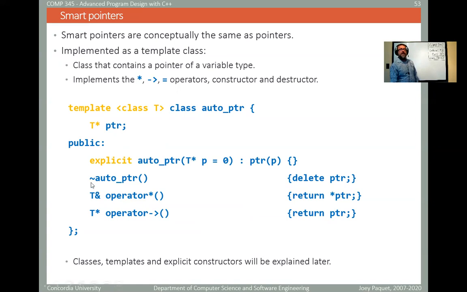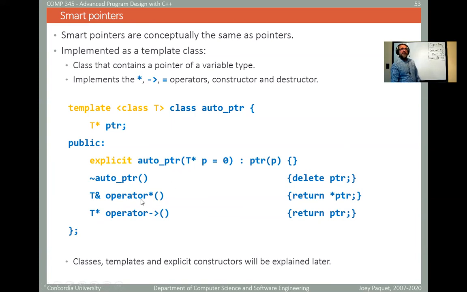Then you have a destructor for the auto pointer class, which, when called, will delete the pointer. Thus, anytime that the variable of type auto pointer goes out of scope, it will call the destructor, which in turn will call delete, so that you don't have to delete this pointer yourself.